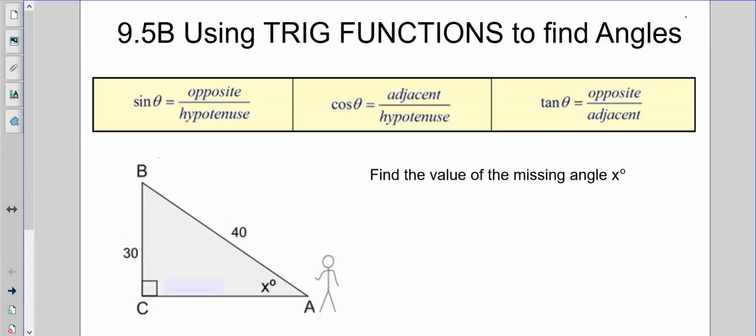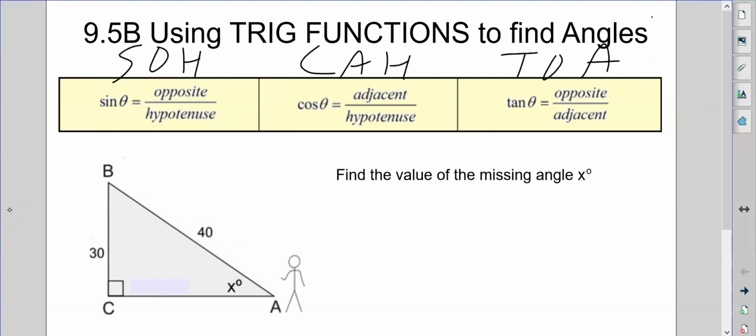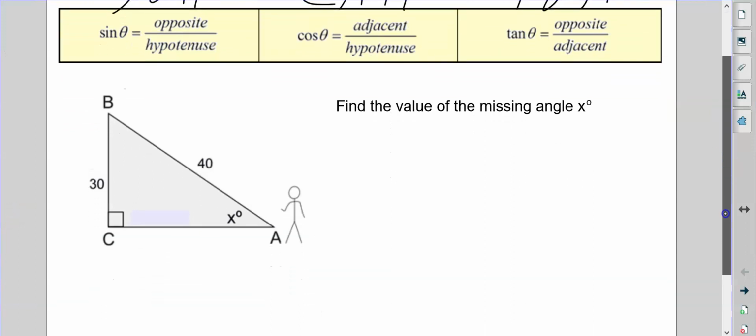All right, 9.5b is kind of an in-between for 5 and 6, just to get more practice on inverse functions. So, just a reminder, we have our SOH CAH TOA. Sine is opposite over hypotenuse, cosine is adjacent over hypotenuse, and tangent is opposite over adjacent. Find the missing value of x.